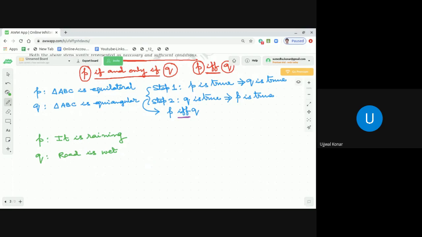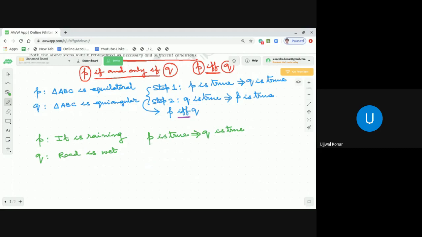Then what statement do you generally make? Oh, sir, then the road must be wet. The moment I say it is raining, your reply is that the road is wet. That means what can we say, dear students? That if P is true, P is true is implying that Q is true. Because if it is raining, the road must be wet.